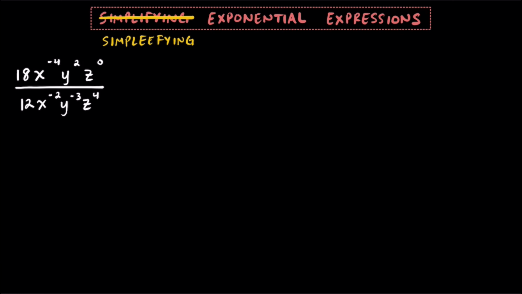For this example, we have 18 times x to the negative 4th power times y to the 2nd power times z to the 0th power, all over 12 times x to the negative second power times y to the negative third power times z to the fourth power. Let's start by figuring out which parts work well together. Here are our coefficients, which can be simplified together at some point. Our x's will go together, our y's will go together, and our z's go together.